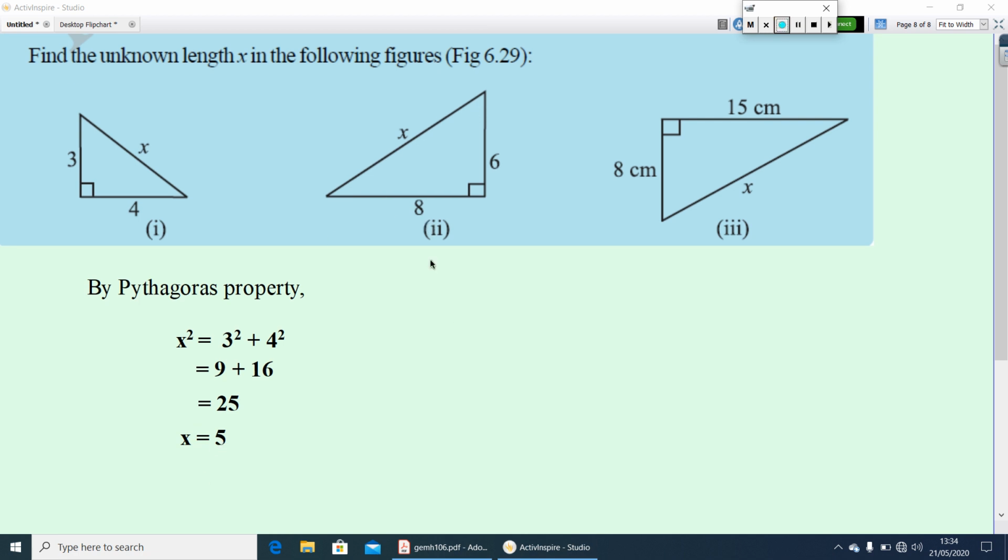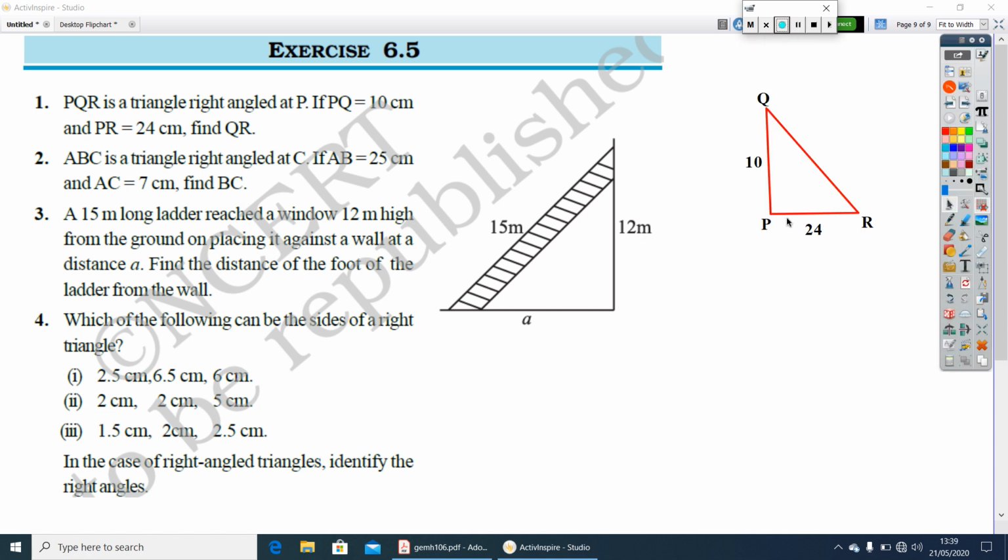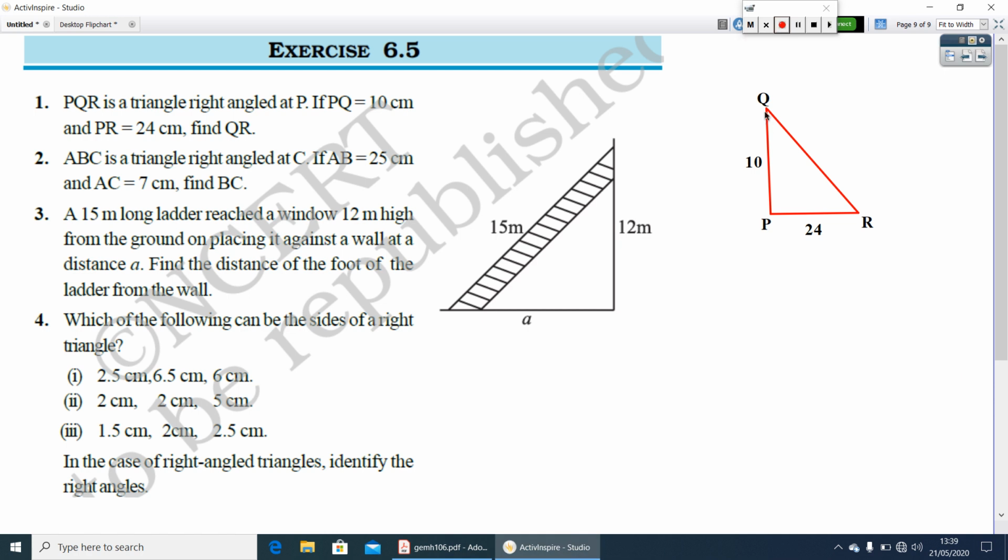Similarly, you can do question number 2 and 3. Look at exercise 6.5. PQR is a triangle right angled at P. If PQ is equal to 10 centimeter, PR is equal to 24 centimeter, find QR. Now, first let us draw a figure. Here is the triangle PQR, right angle at P. It is given PQ is equal to 10, PR is equal to 24.